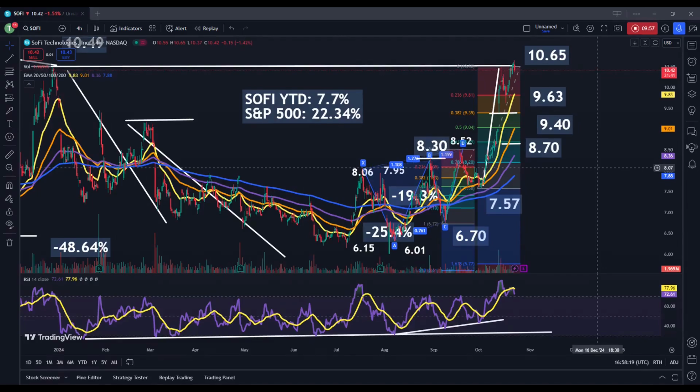So here's the current stock market update for SoFi Technologies, stock ticker SOFI.